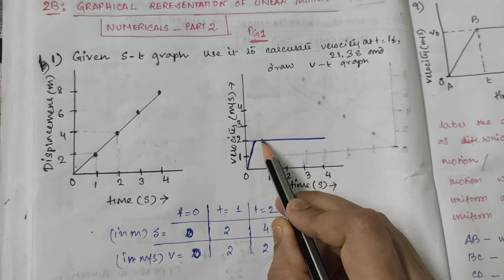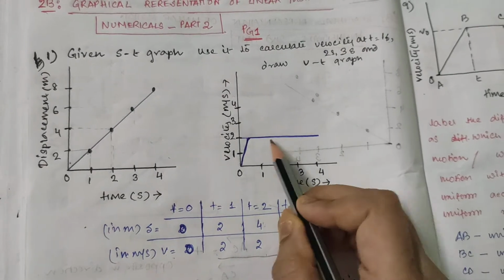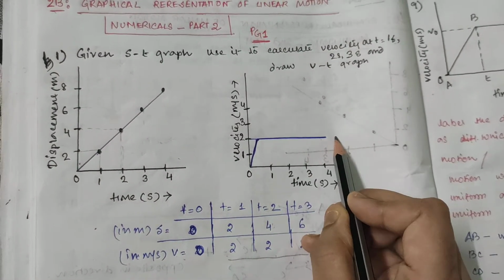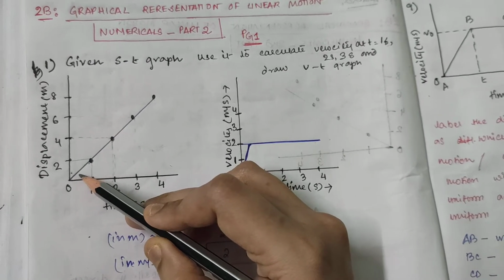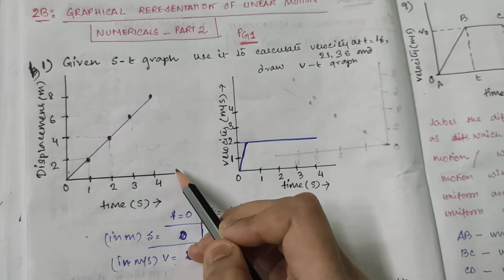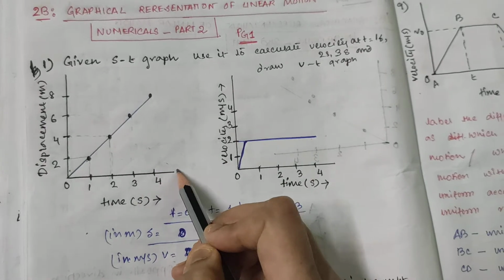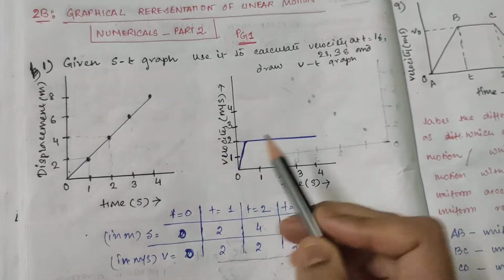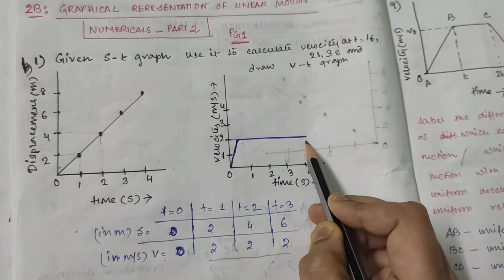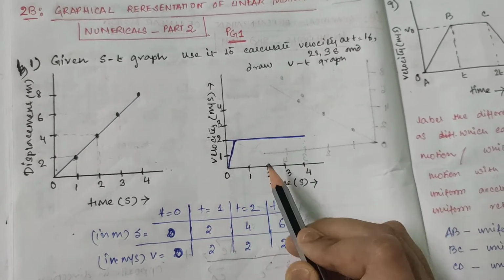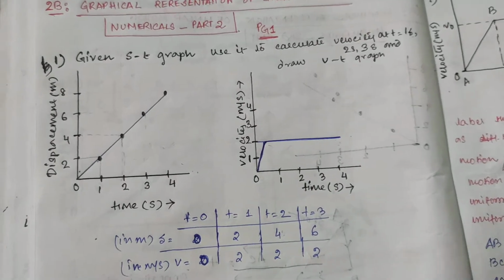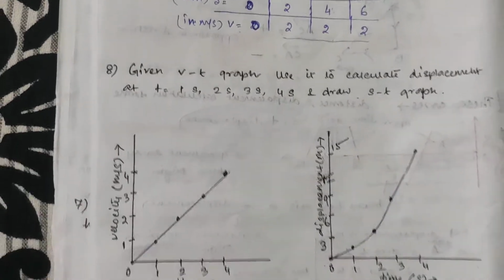After that it was constant. See, no change in velocity, uniform velocity. So can you see, uniform velocity for the displacement time graph is this, and this part corresponds to the uniform velocity for the velocity time graph. Now, next one.